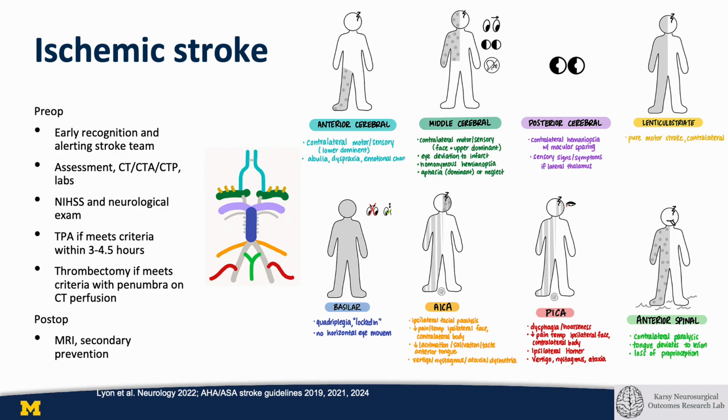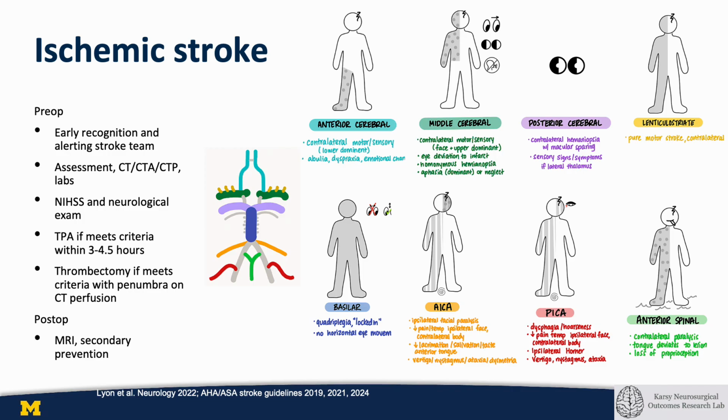A basilar stroke, if survivable, can cause locked-in syndrome, where patients have no horizontal eye movement but can simply look up and down. The AICA, or anterior inferior cerebellar artery, and PICA, posterior inferior cerebellar artery, have various stroke patterns, which are well defined and shown on the slide. And these often involve an upper and lower extremity and a contralateral facial issue.